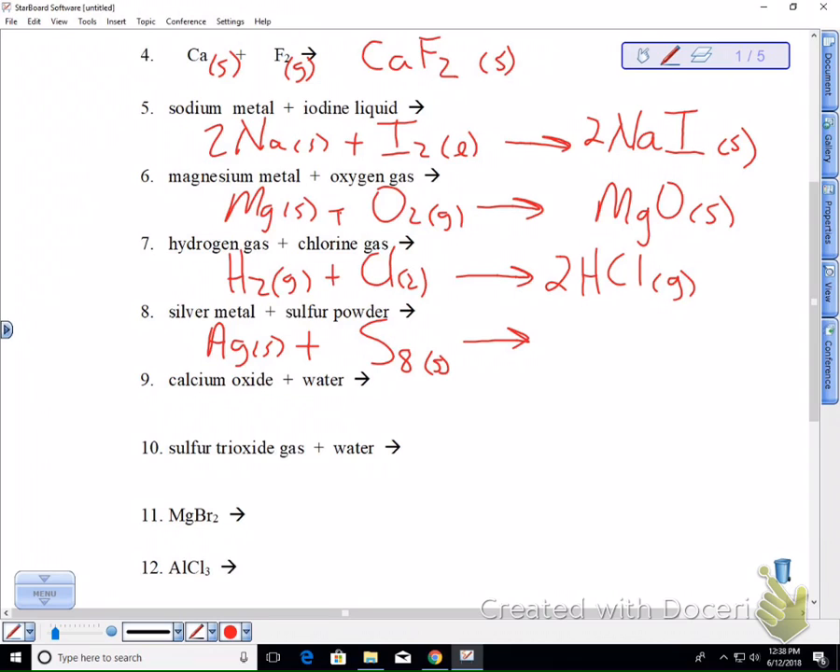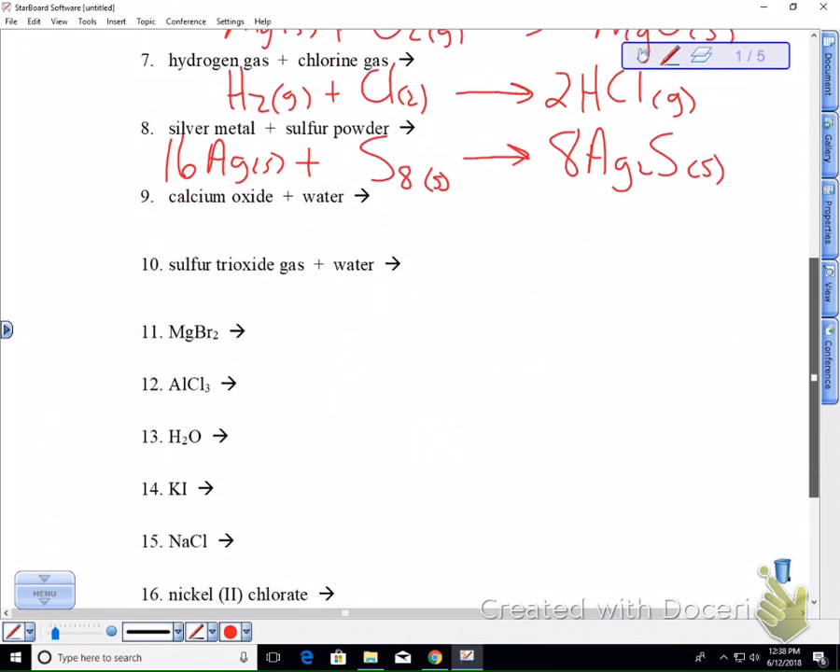Now, silver is +1. We know that from our alzenag mnemonic. Sulfur is still going to be -2. So the combination would give us Ag2S, silver sulfide. And that would require a good bit of balancing. 8 in front of silver sulfide, which means I need 16 silver atoms. That's it for the binary compounds being synthesized.